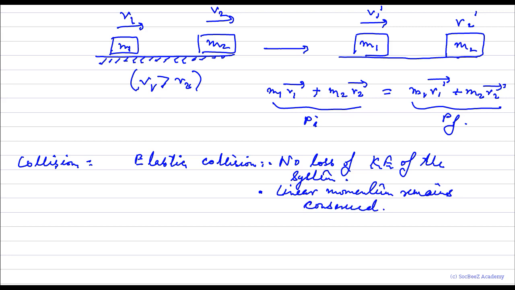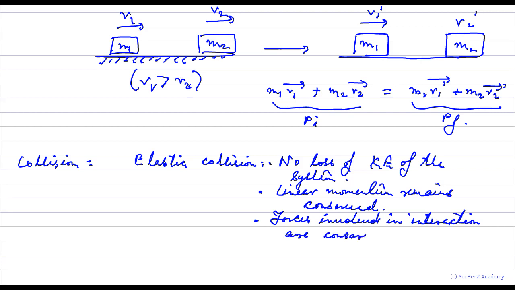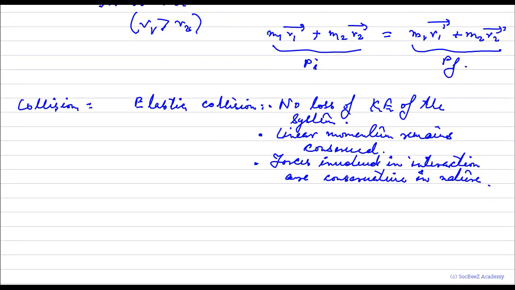In elastic collision, the forces involved in the interaction are all conservative in nature. The mechanical energy in case of elastic collision is not converted into any other form of energy. This is something which we need to consider. And the total energy is conserved.